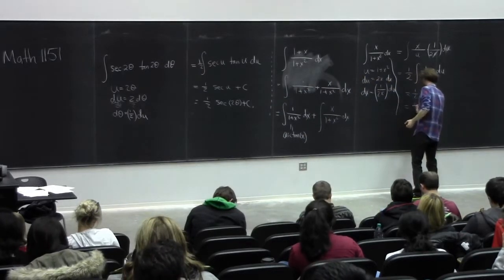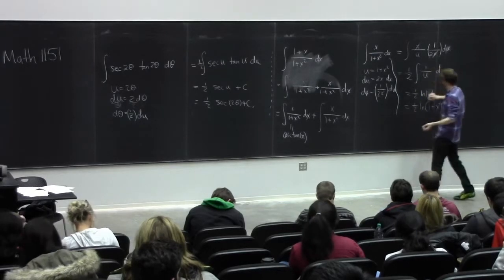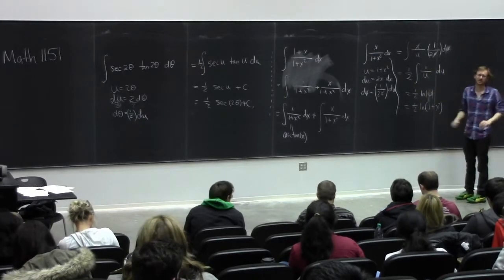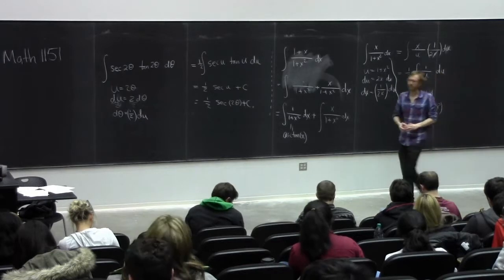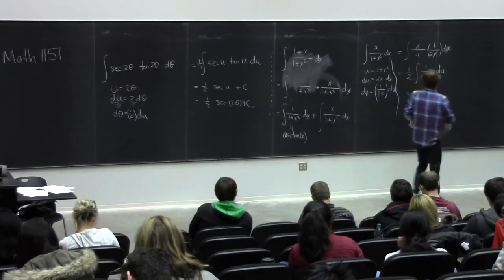So this is equal to 1/2 natural log of 1 plus x squared. And if you were unsure about these absolute value signs, you could just erase that line and go directly to here. And we would never be the wiser. So anyways, let's put the final answer down.